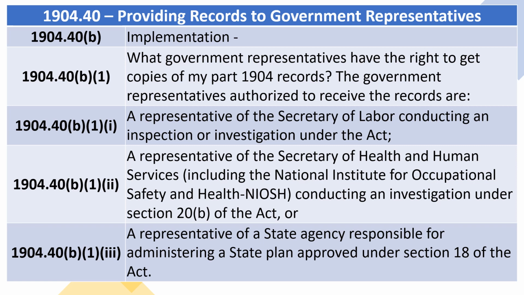1904.40(b) Implementation. 1904.40(b)(1): What government representatives have the right to get copies of my Part 1904 records? The government representatives authorized to receive the records are: a representative of the Secretary of Labor conducting an inspection or investigation under the Act, a representative of the Secretary of Health and Human Services, including the National Institute for Occupational Safety and Health (NIOSH), conducting an investigation under Section 20(b) of the Act, or a representative of a state agency responsible for administering a state plan approved under Section 18 of the Act.